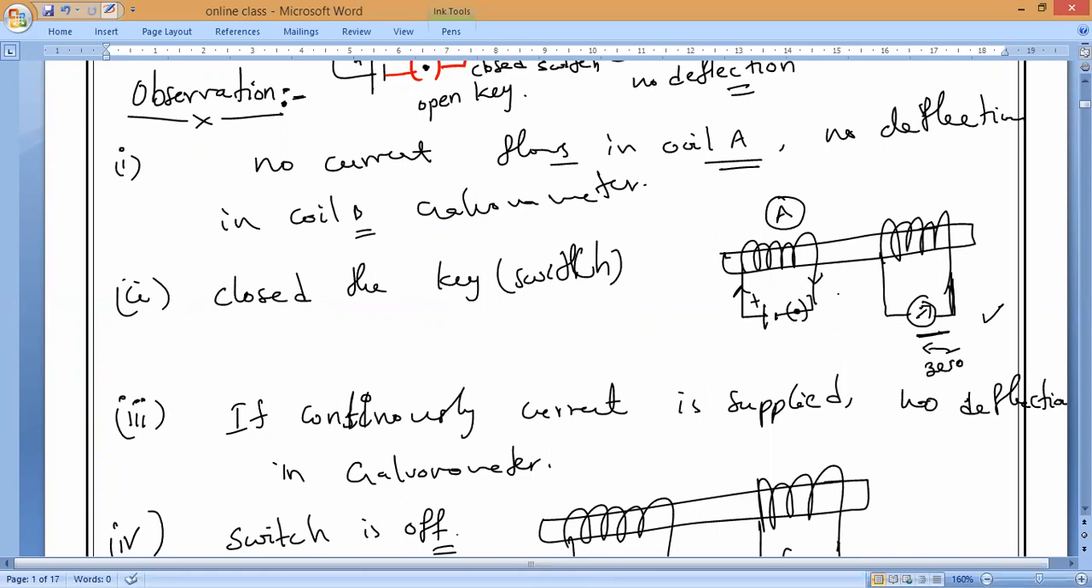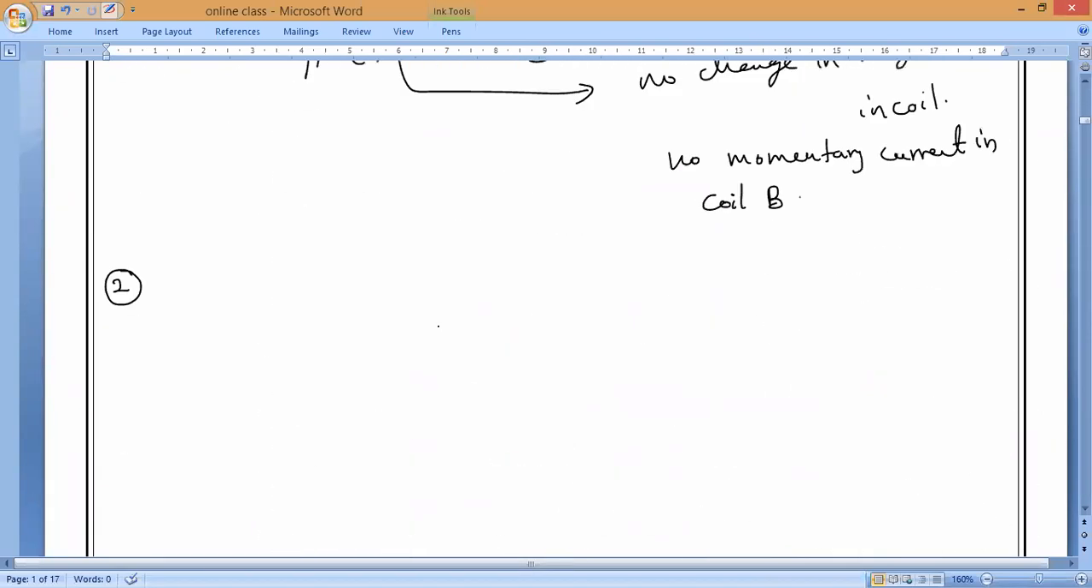So now the key is closed, which means the switch is closed, then current is induced in the coil A. So I observed that a momentary current is induced in the coil B. So the galvanometer shows some deflection towards some side, a momentary deflection, and immediately it will come back to the zero. That is the second observation. Yes or no, guys? Now, why is it happening? Let us discuss. Anybody who does not understand, you can ask me.